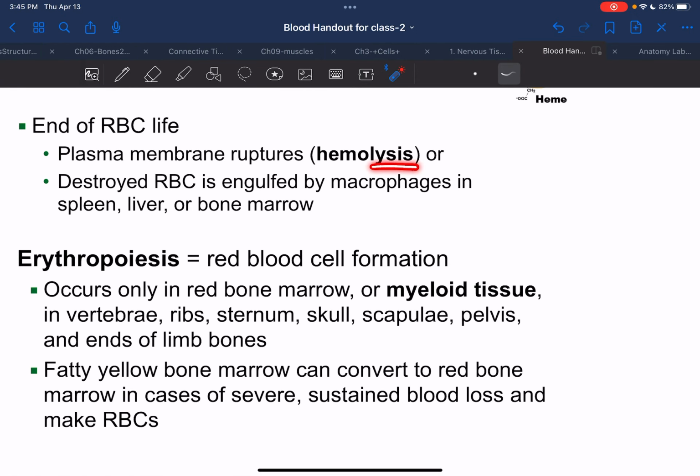And lysis, we see this word again. Hemolysis means when a red blood cell ruptures and is destroyed. And how long do red blood cells live for?